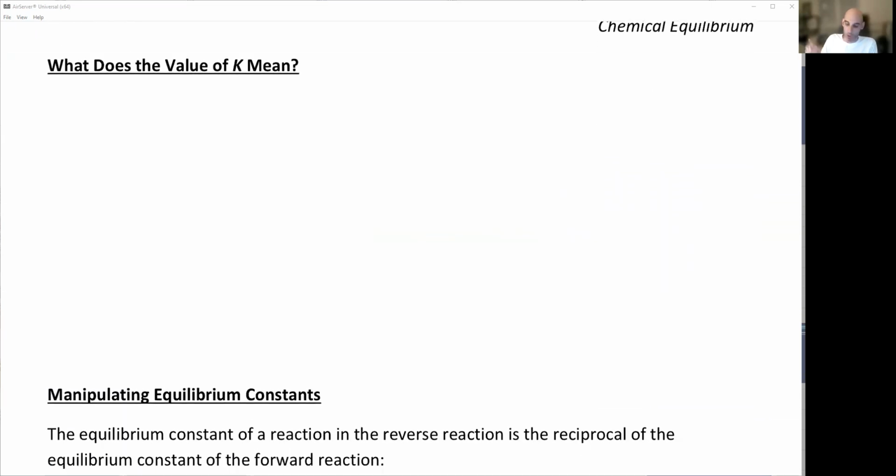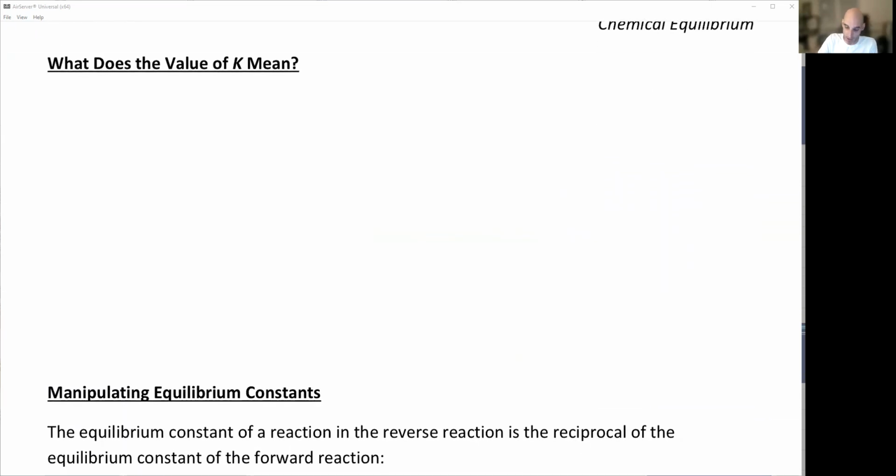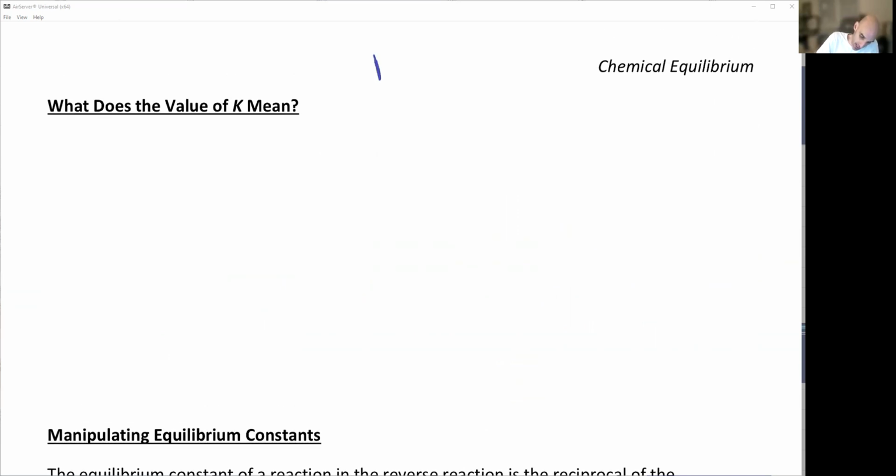All right, so we have developed the idea of K, but what does it actually mean? Again, we do know that capital K is equal to the concentration of products over the concentration of reactants. Products over reactants. What does the value mean? Well, let's think about that.